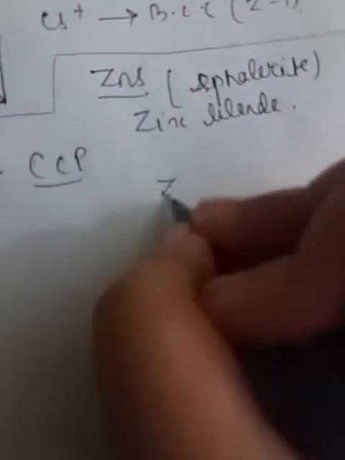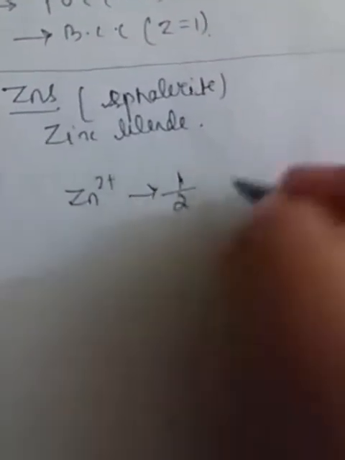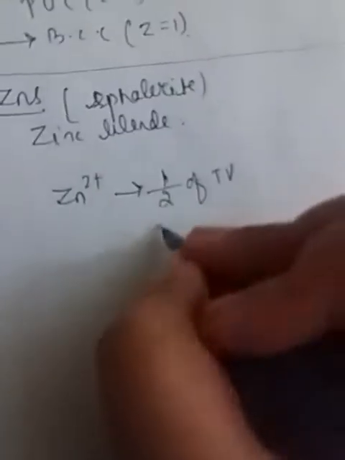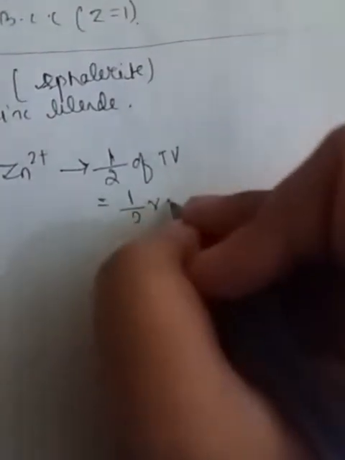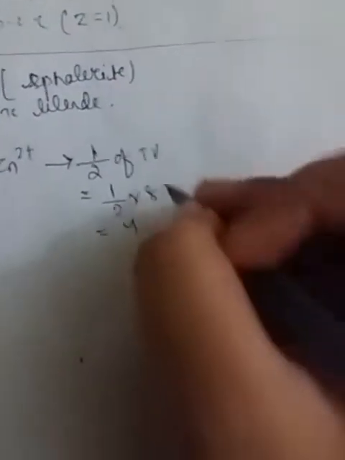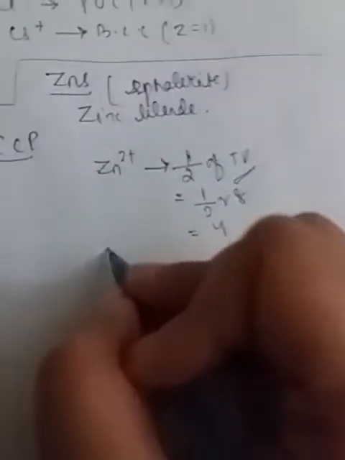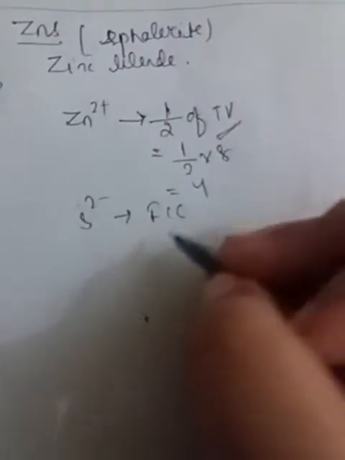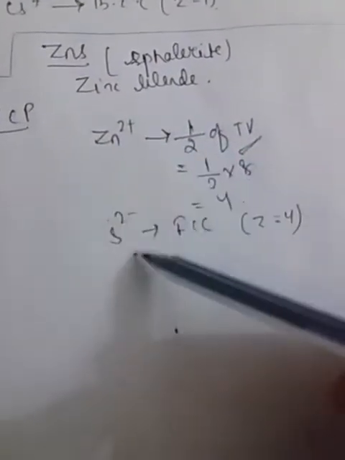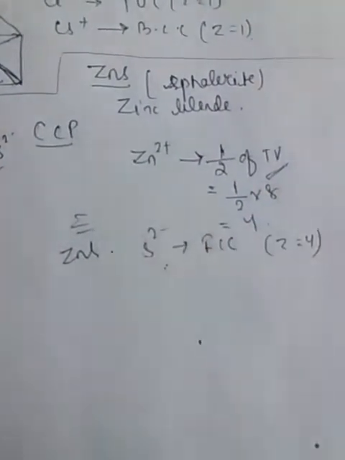Here Zn2 plus is present at half of the tetrahedral voids, which is half into 8, which is 4. The number of tetrahedral voids is 8. In the same way S2 minus has FCC arrangement, and FCC arrangement is equal to Z is equal to 4. So here also Zn4S4, whose simplified form is ZnS.